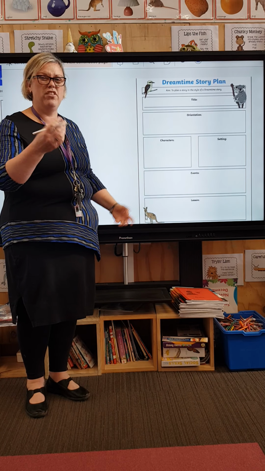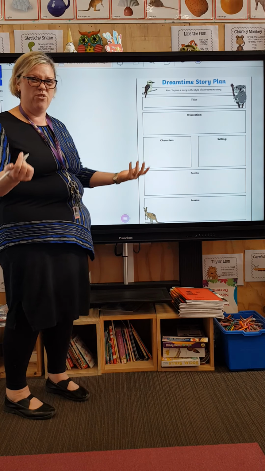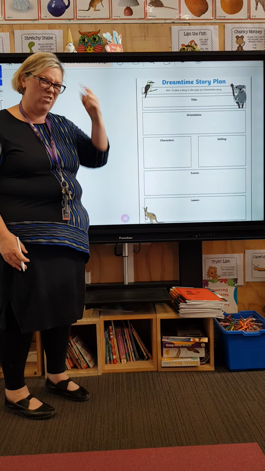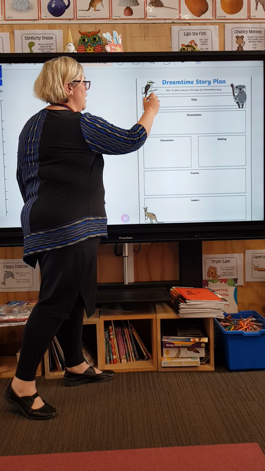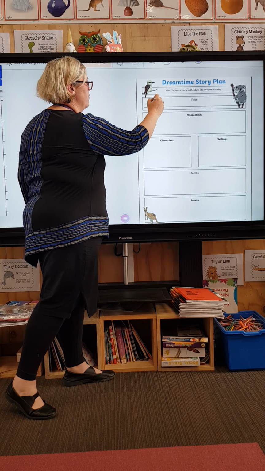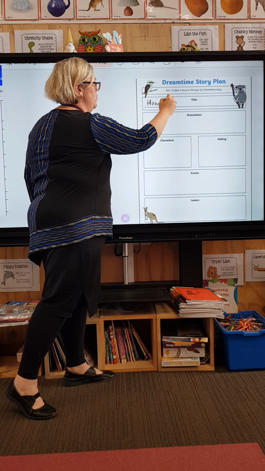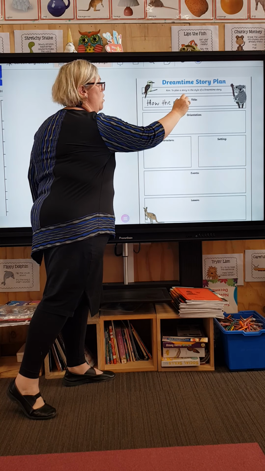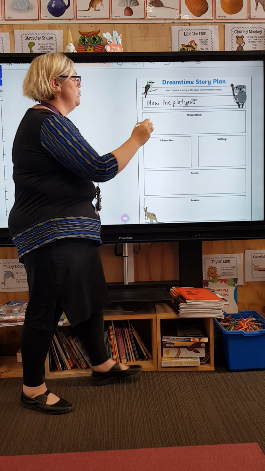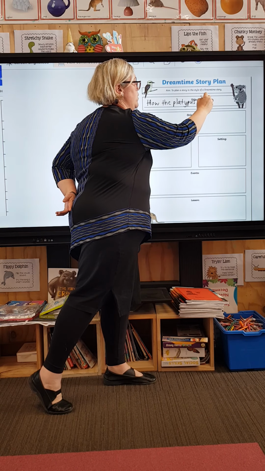And I'm going to just do a really rough one, just so that you know if you're sitting at home and you're really not sure and you're scratching your head. So I will do how the platypus, that's one of my boys did, how the platypus got its bill. So I will choose how the platypus learned to swim.